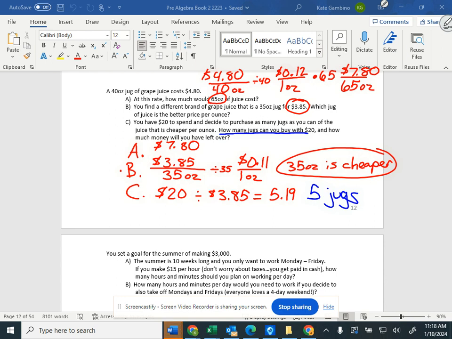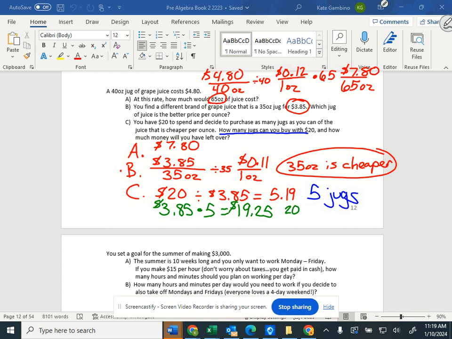How do I find how much money is left over? 0.19 is how much of a jug of juice is left over. What should I do, Matthew? Do 3.85 times 5. I'm buying 5 bottles of juice for $3.85 each. What do I get? 19.25. So I'm spending $19.25 on 5 jugs.